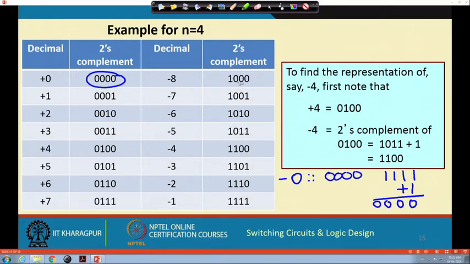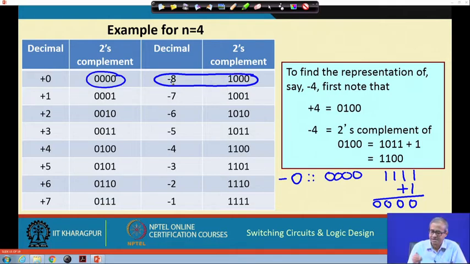But what will this extra combination indicate? Here I can add one additional number, minus 8. This combination 1 0 0 0 will indicate minus 8. We shall see later how this comes about, but in 2's complement this is one advantage. On the negative side I can represent one extra number: on the positive side 0 to 7, on the negative side minus 1 to minus 8.